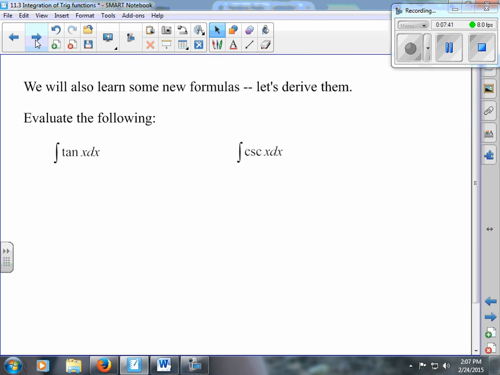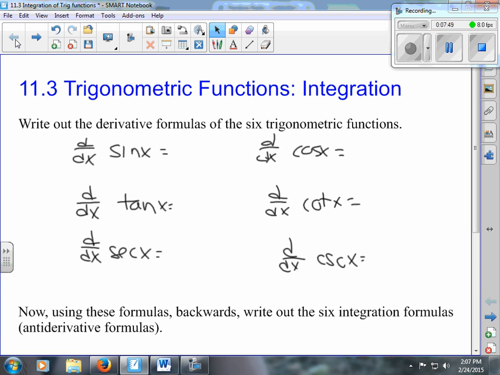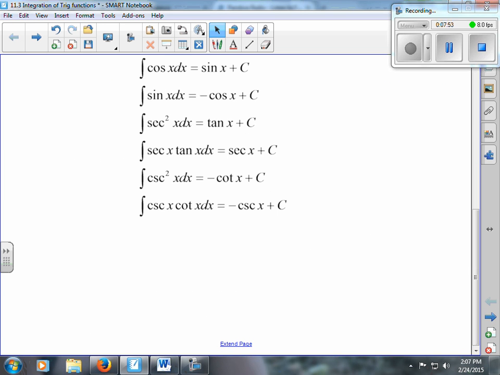Okay, moving on. Those were 6. These first 6 formulas that you did, I'm going to go back to them. These were the backwards formulas from the 6 derivative formulas that you had to know. So we learned that the antiderivative of cosine is sine, the antiderivative of sine is negative cosine, the antiderivative of secant squared is tangent, and so on and so forth.